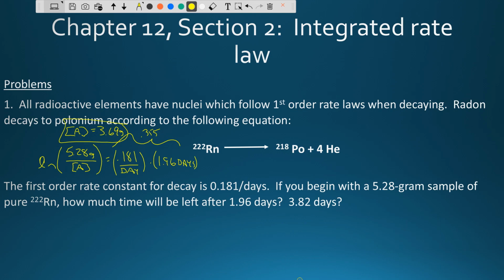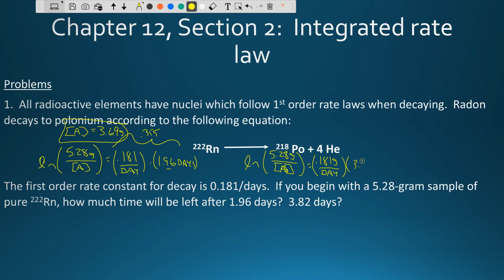Now, what if we had 3.82 days? Well, that changes this part, doesn't it? I'd take the natural log of my 5.28, that was my start, and we want to know the concentration at the end. That's going to equal 0.181 per day times the time.